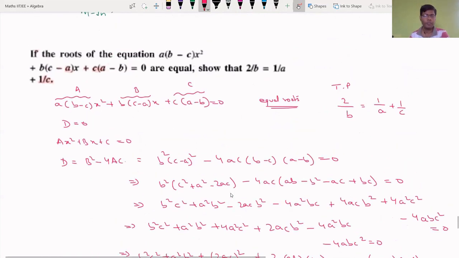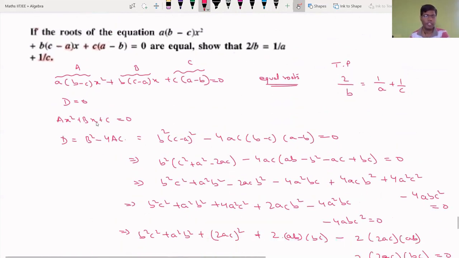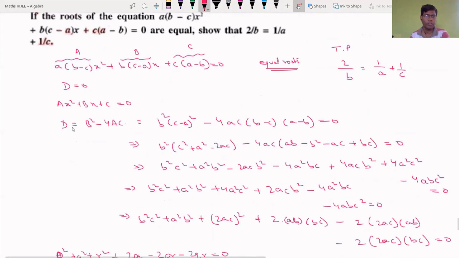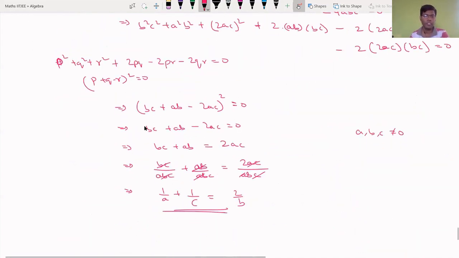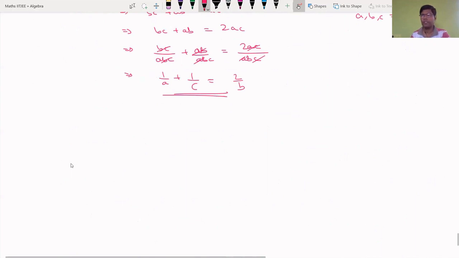Okay, so simple. We have just taken the condition that for equal roots, we have to take the discriminant as equal to 0. So that's the simple funda which we have used in this particular problem. Okay, so let's take another simple question.